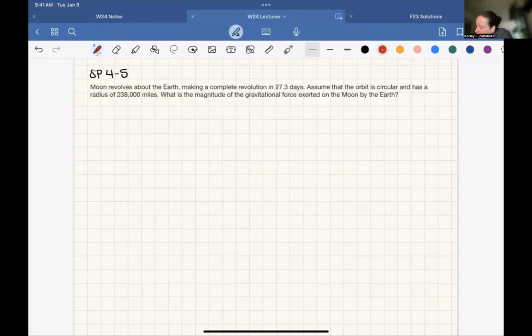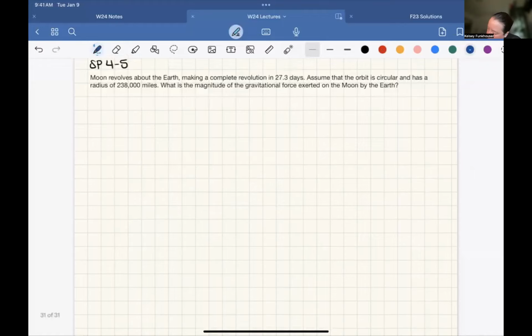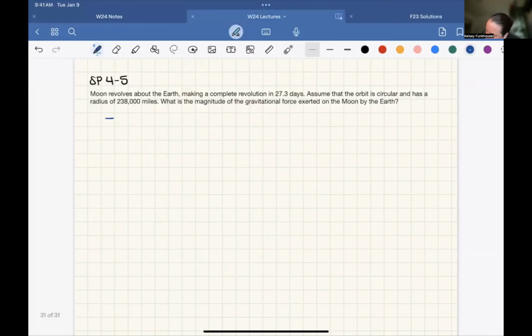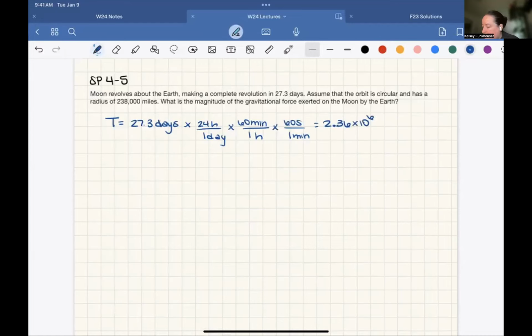So we're gonna write down what we're given, but we need to do some conversions. So the period is 27.3 days. We do not do physics in days, so we're going to convert. There's 24 hours in a day, and there are 60 minutes in an hour and 60 seconds in a minute. And this gives us the period of 2.36 times 10 to the 6 seconds.